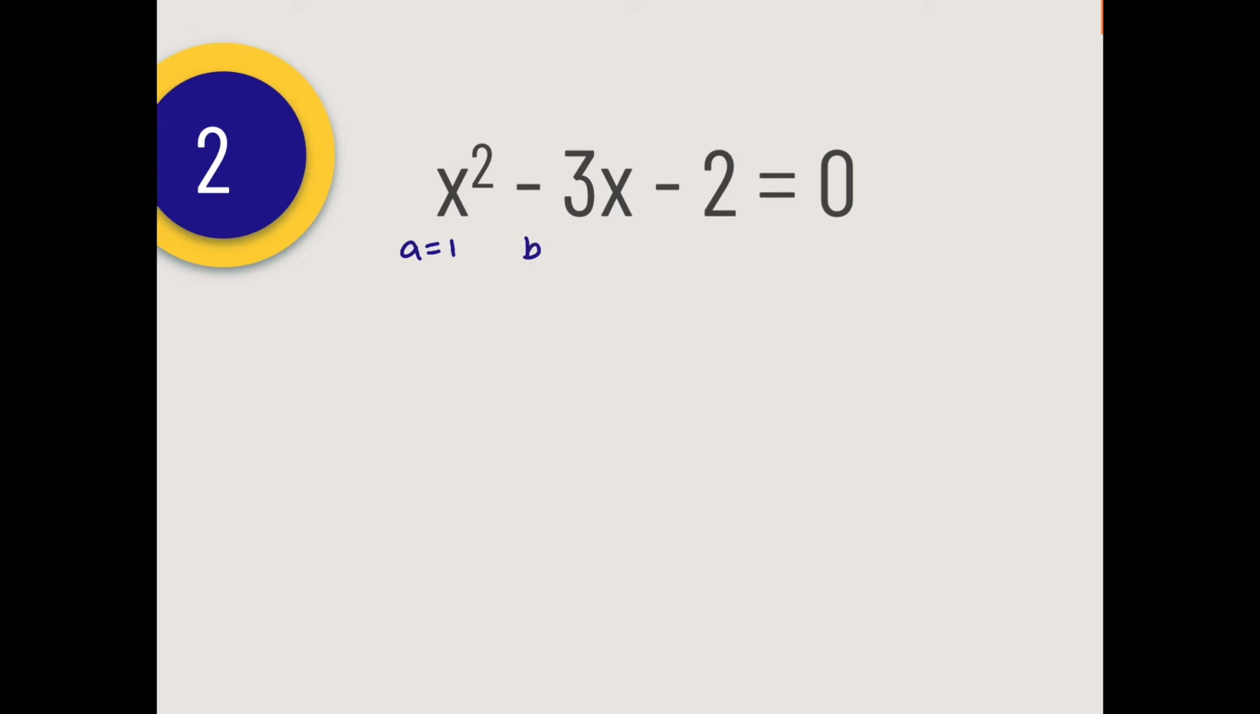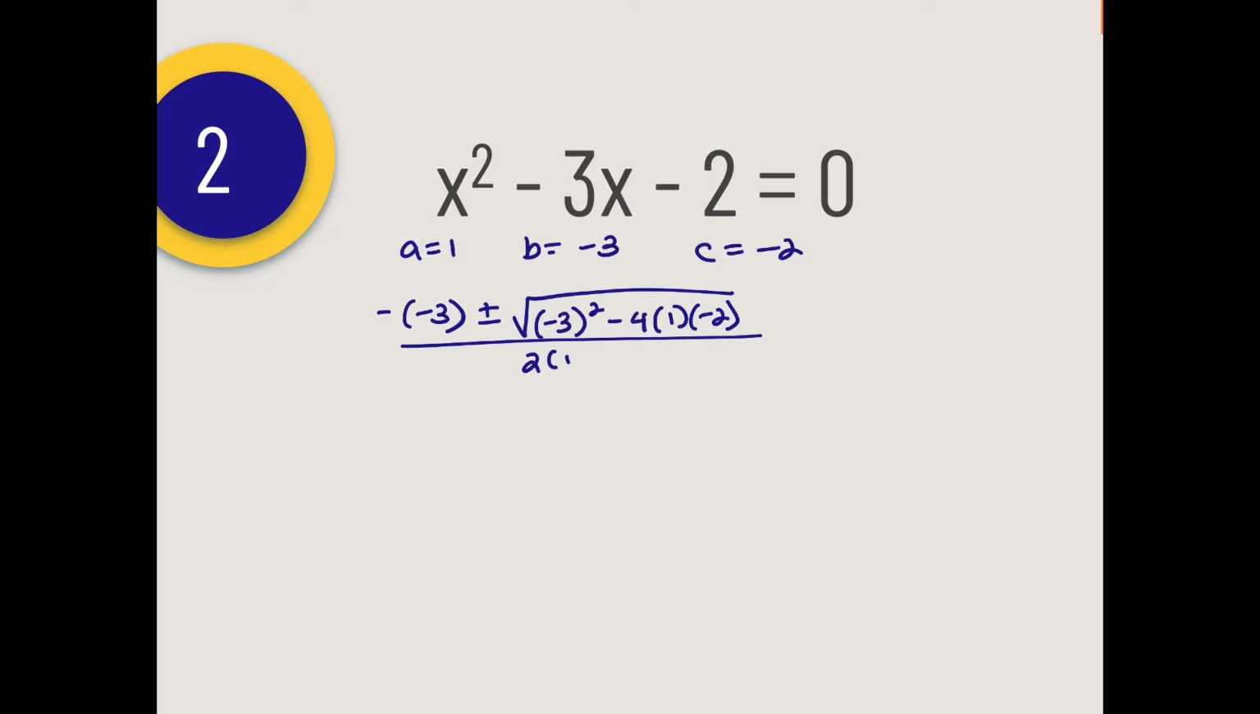A would be 1. B is negative 3, and C is negative 2. So negative b, which is 3, plus and minus the square root of b, which is negative 3, squared, minus 4 times 1 times c, which is negative 2, all over 2 times a. 3 plus and minus the square root of negative 3 squared, which is 9. 4 times 1 is 4, times negative 2, that's a negative 8. And I get minus a negative 8, which becomes plus 8, all over 2. 3 plus and minus the square root of 17, over 2.